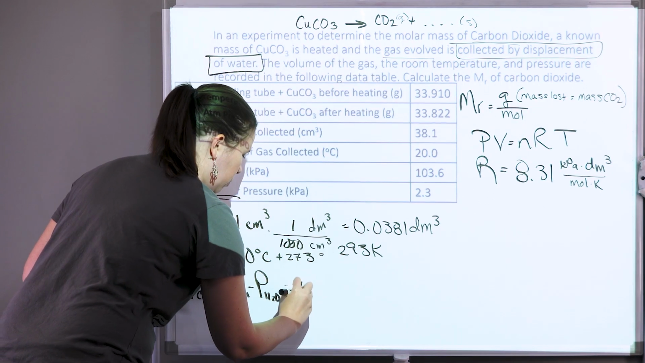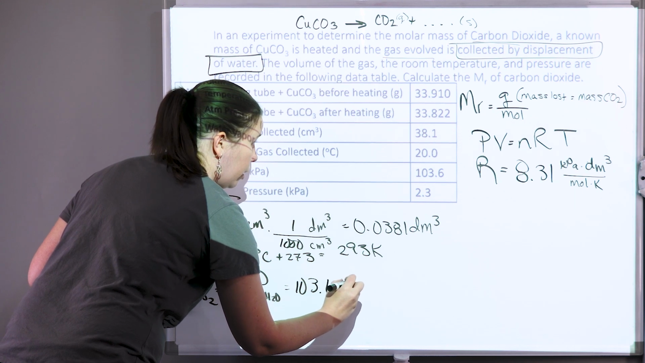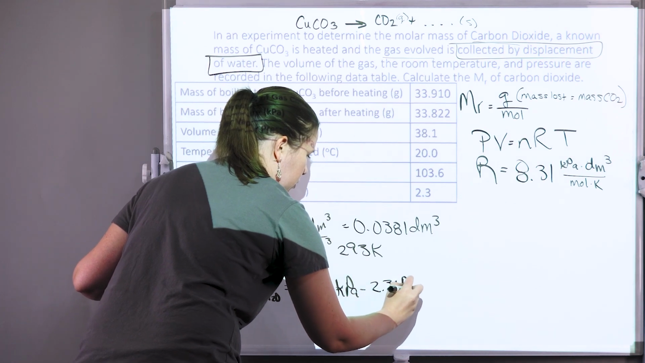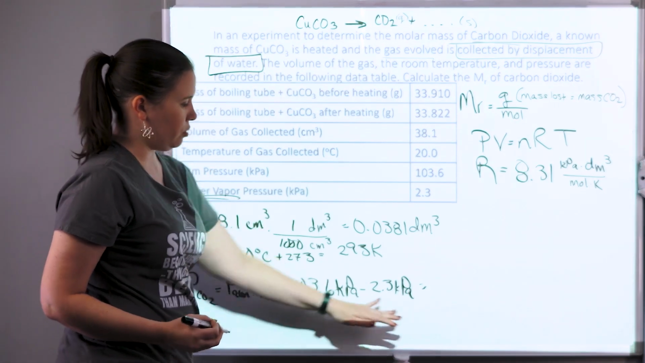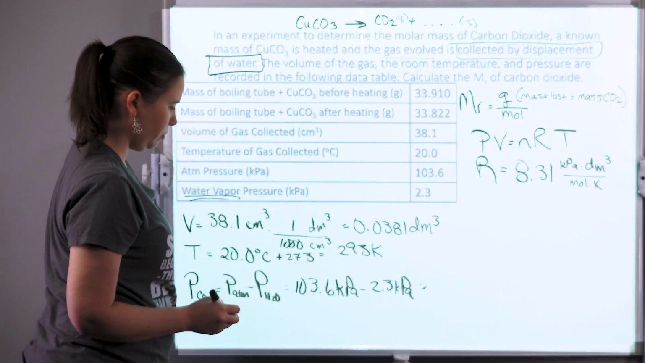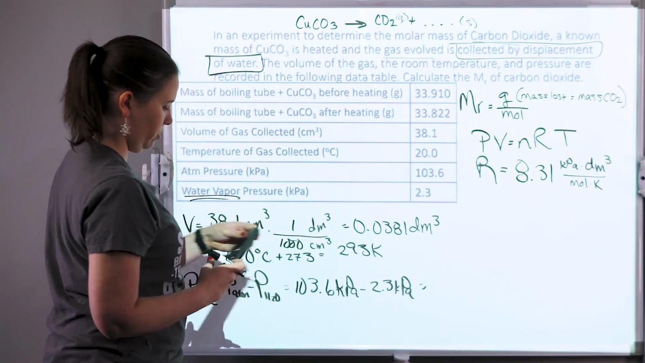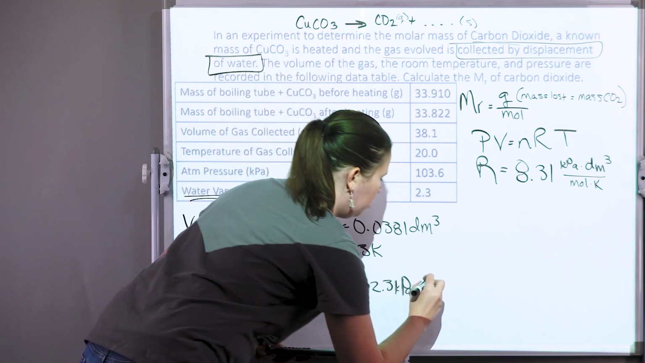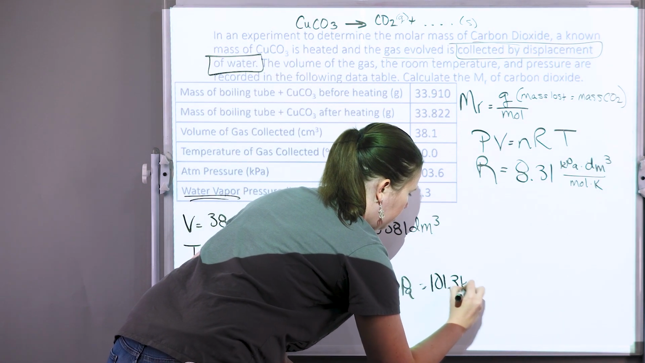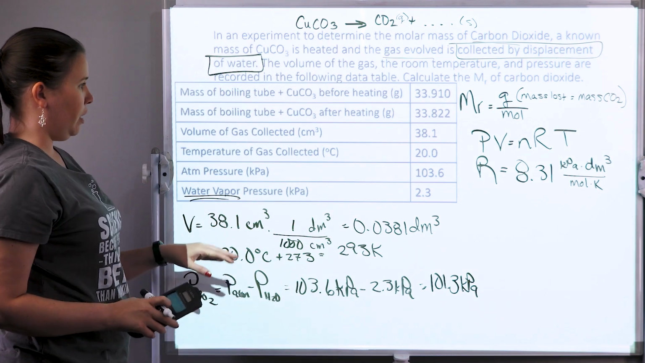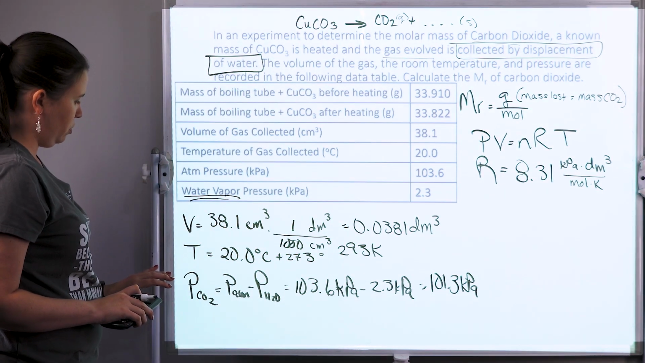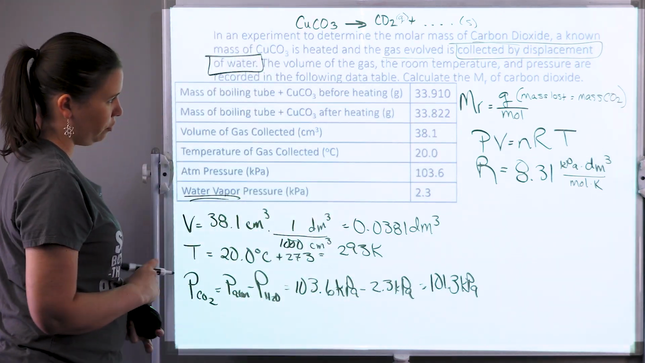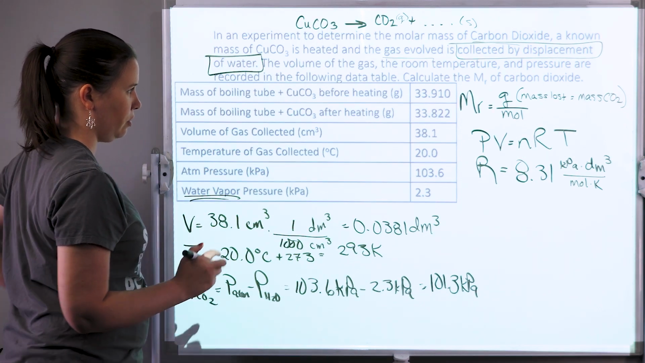So the atmospheric pressure was 103.6 kPa, and I'm going to subtract 2.3 kPa. And be careful too, you do want to make sure these are in the same units. They did give it to us in the same units this time. So I'm just going to do 103.6 minus 2.3, and I get 101.3 kPa. So now I have pressure, temperature, and volume all converted to the same units with R. I've got 4 of my 5 variables. I'm ready to plug it into the ideal gas law.